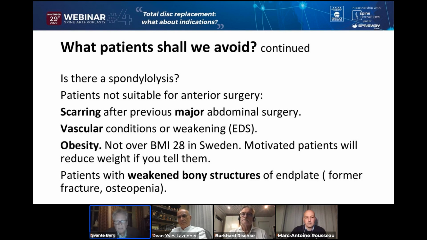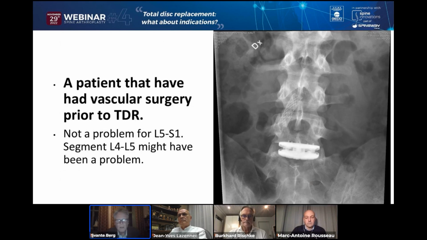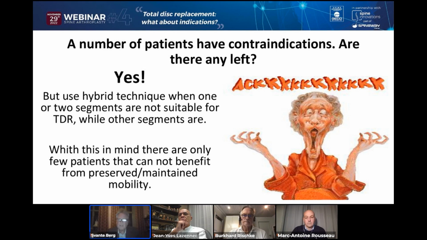Then we might have patients with weakened bony structures of the end plate, former fracture or osteopenia. That is also a contraindication. This is a patient that had a prior vascular surgery, but as you can see, it was at the height of L4, L5, and the patient needed a disc in L5S1, and then there was not a contraindication. But if the disc problems would have been one segment higher, it might be really hard to get there. So a number of patients have contraindications.